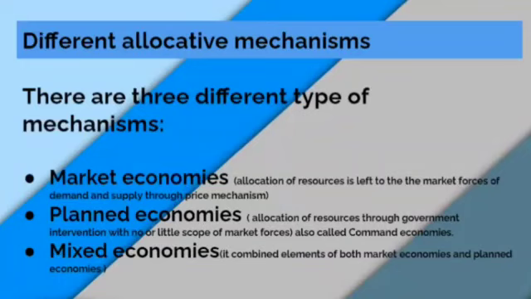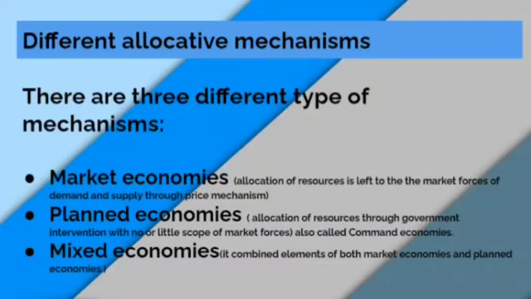There are three different types of mechanism that you study in economics. The first one is market economies, the second one is planned or centrally planned economies, and the third one is mixed economies. So let's start with the definitions. Market economies means allocation of resources is left to the market forces of demand and supply through the price mechanism. In this system, all the prices are decided by the free forces of market demand and market supply.